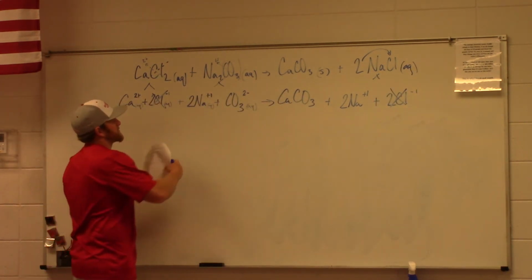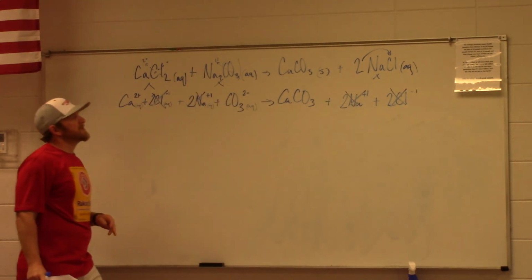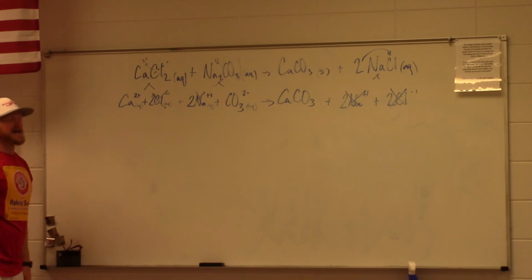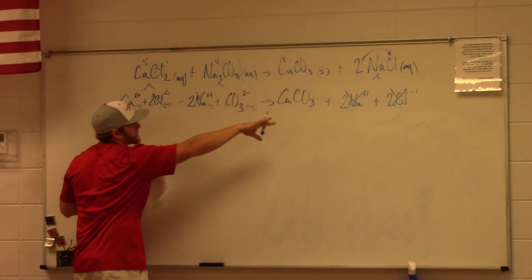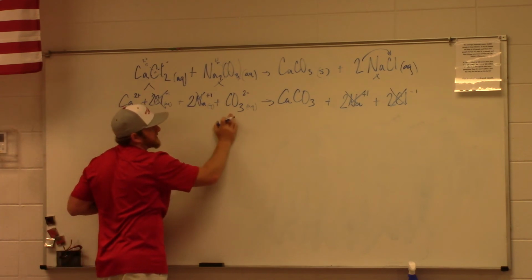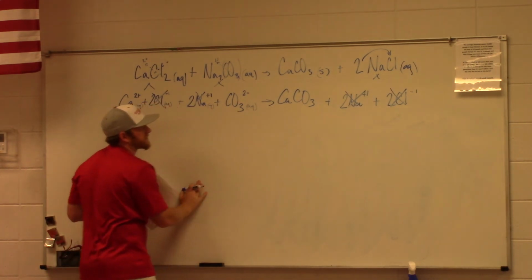2Na plus 1. Spectator ion. Spectator ion. Okay? So now for my net ionic equation, calcium 2 plus, there's no calcium 2 plus on the right. Carbonate, there's no carbonate on the left that matches the one on the right.